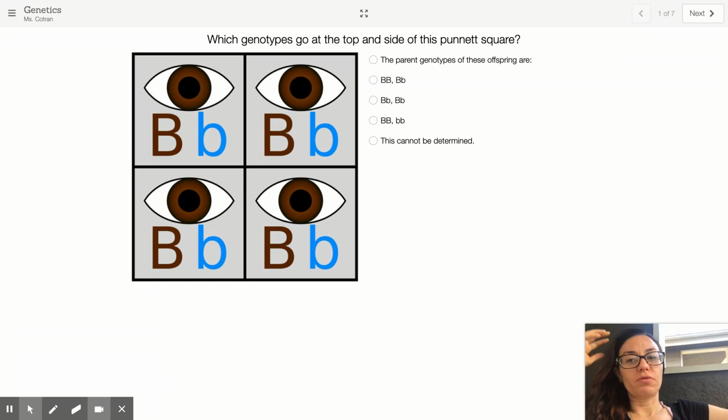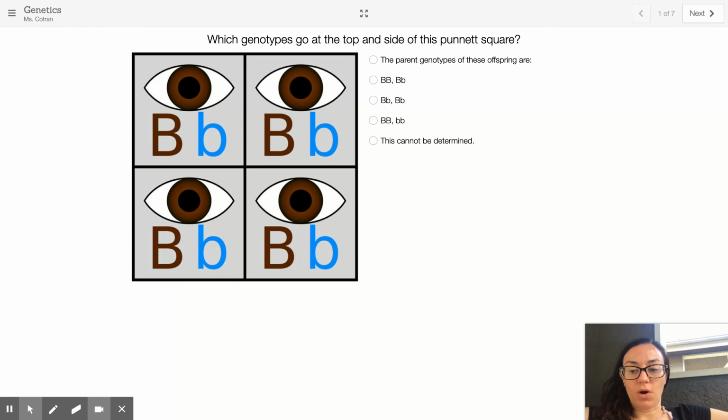I wanted to go over this Desmos activity so that you could understand it, and if you got the wrong answers, I'd like you to go through it and fix them on your own. So this problem says which genotypes go at the top and the side of this Punnett square.